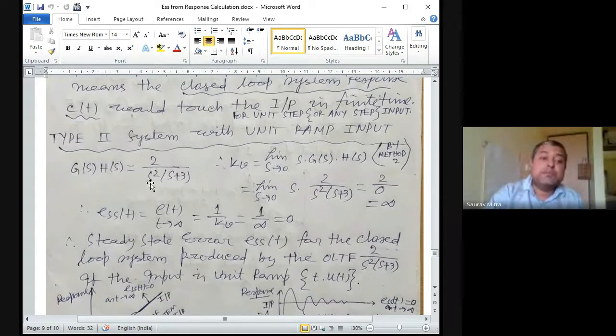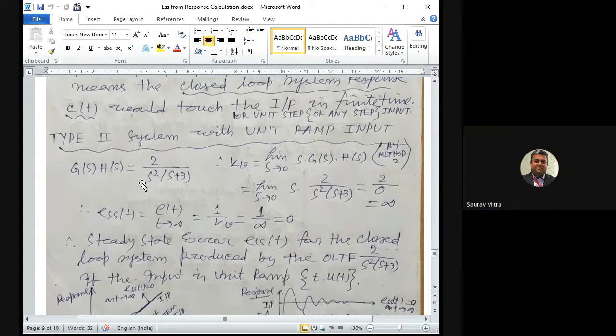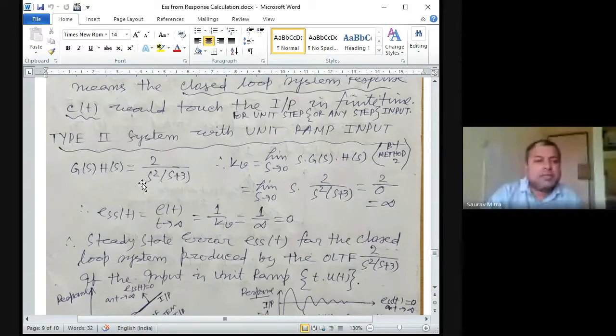Why is this a type 2 system? Because the open loop system has 2 poles, and these 2 poles are at the origin. It is s square into (s plus 3). If somebody says only 2 by s square, yes, that is also a type 2 system. But don't take that, because you will not get the output, since you will get sinusoidal oscillations in that case. So take some stable pole and 2 poles at the origin in the open loop transfer function. You can take s plus 5, it doesn't matter, but you will find that Kv is equal to infinity, and ess is nothing but 1 by infinity, which is equal to 0.